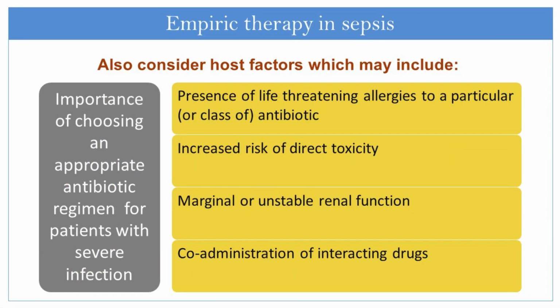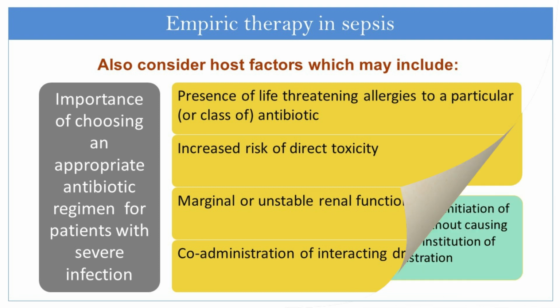Also consider host factors, which may include the presence of life-threatening allergies to a particular class of antibiotic. One should also know if there is an increased risk of direct toxicity with the use of an antibiotic, and if the patient has marginal or unstable renal function, and co-administration of interacting drugs. So these are all very important factors before starting an empirical therapy.